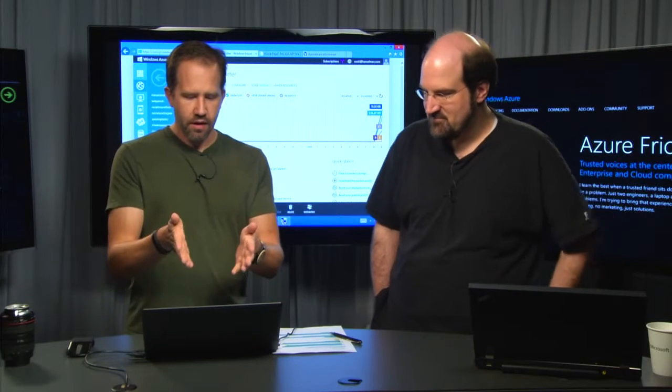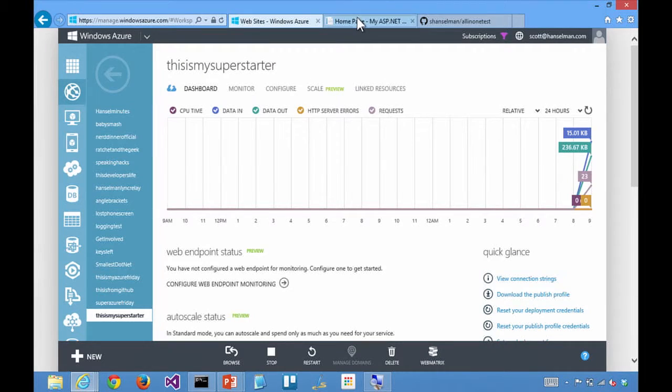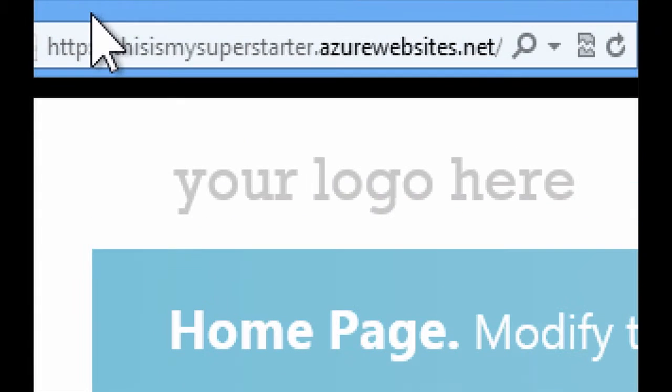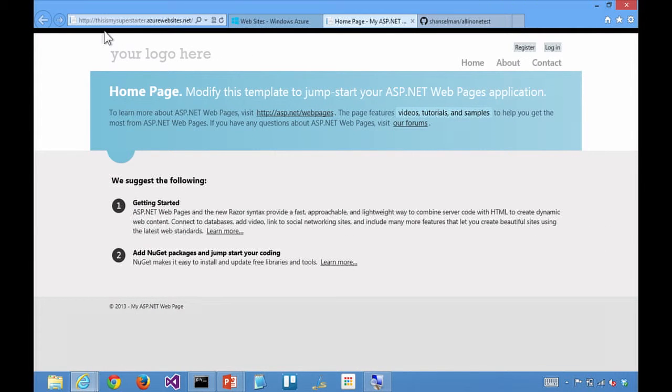Hey. So we made the Super Starter site. This is a templated site. It's Azure Websites, and I've got my default URL at .azurewebsites.net. So this is free. Correct. How hard can I hit this before it tips over, given that it's in the free tier?